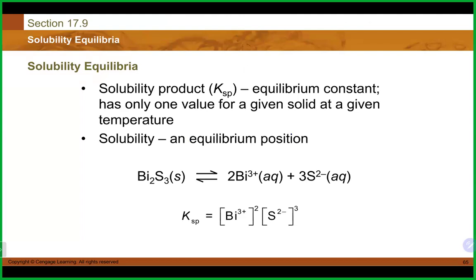So here's an example. We do write it exactly like before. If you have a little bismuth 3 sulfide and it breaks apart into a couple of bismuths and 3 sulfides, you once again, like normal, need to take the coefficients as the exponents. And again, we see our typical solid on the left, aqueous ions on the right. So that is typically what we see here.